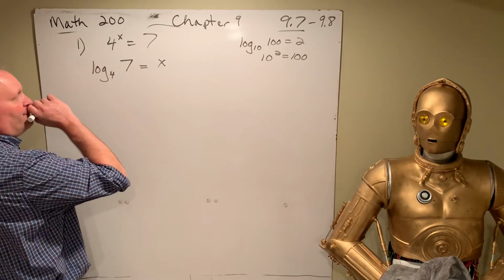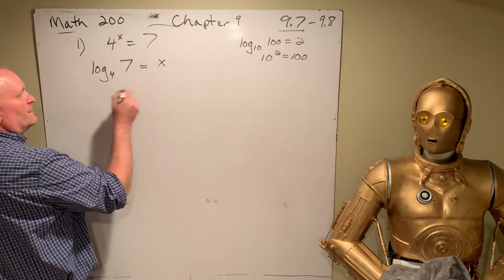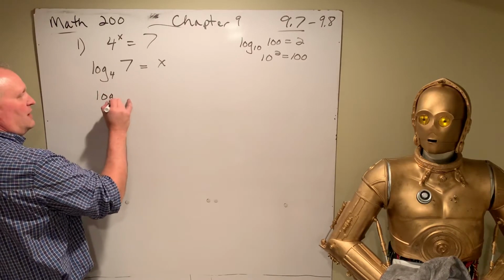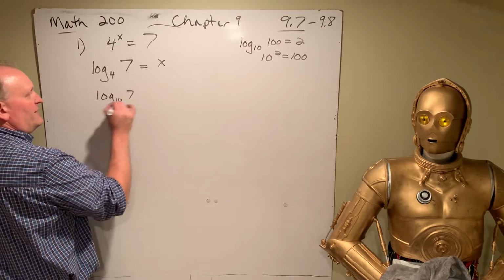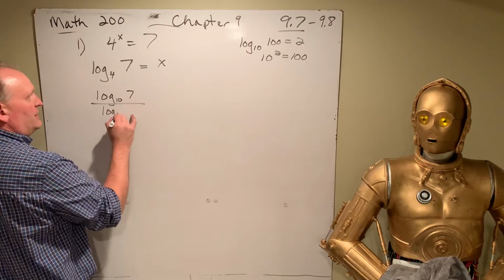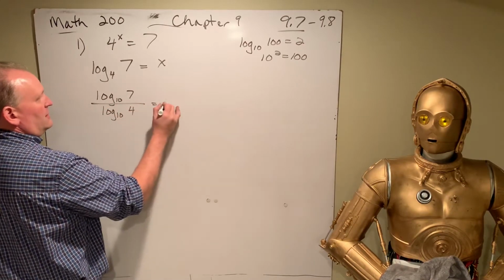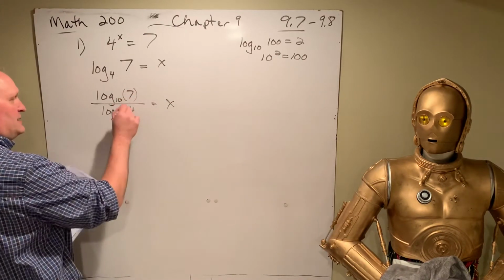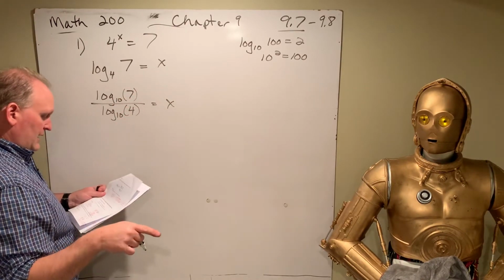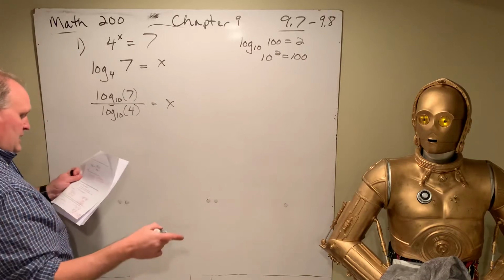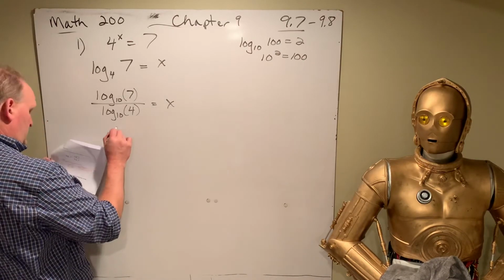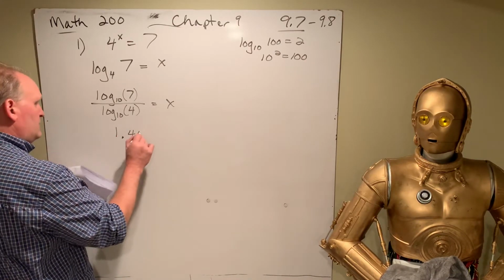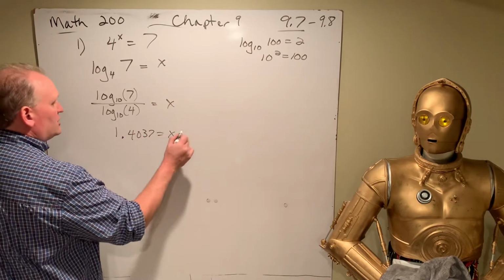We do the change of base formula, log base 10 of 7 divided by log base 10 of 4. So log 7 divided by log 4. Remember to put the parentheses on them. That turns out to be 1.4037.